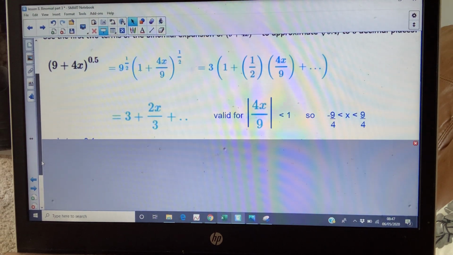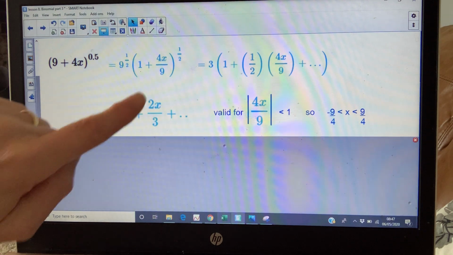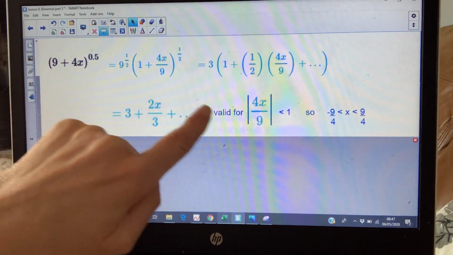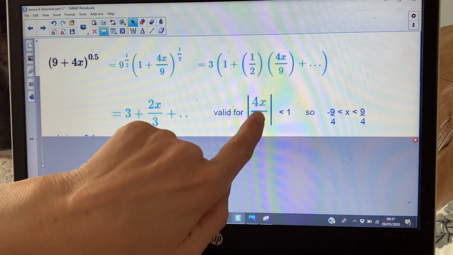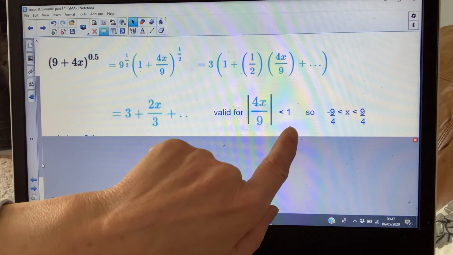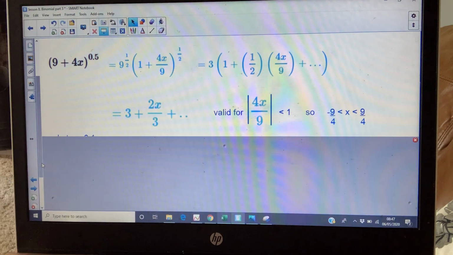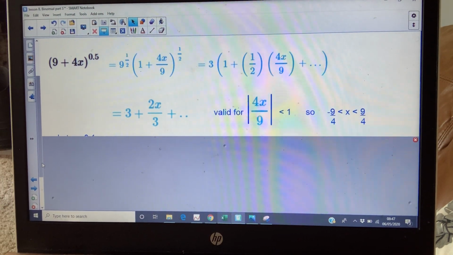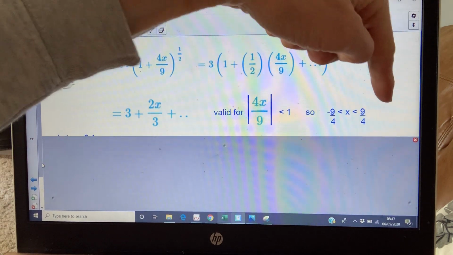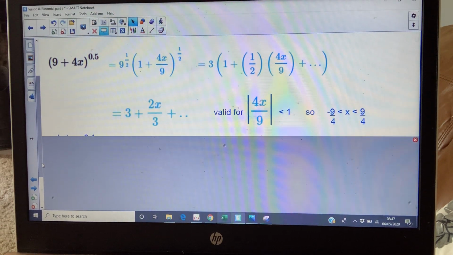So what I've done here is I've simplified it. I've then sorted out the condition of validity. So it's the modulus of x is less than 9/4, which I've written like that. So I know that this expansion will only work for values of x lying between 2¼ and -2¼, and that's important. I'm going to need that.